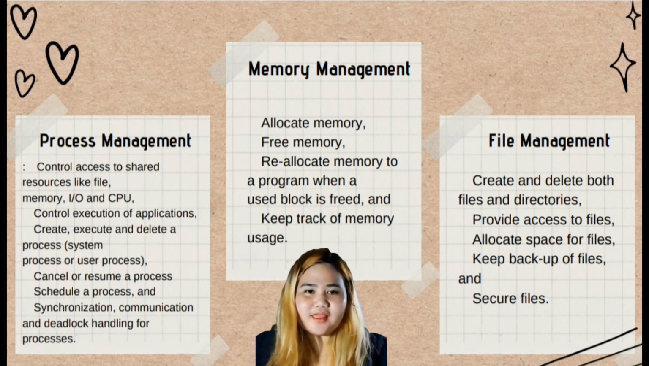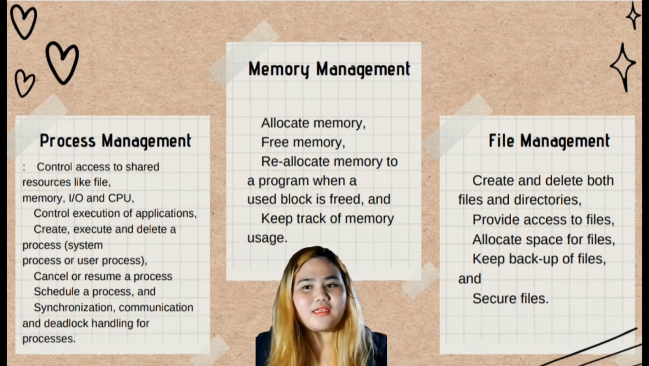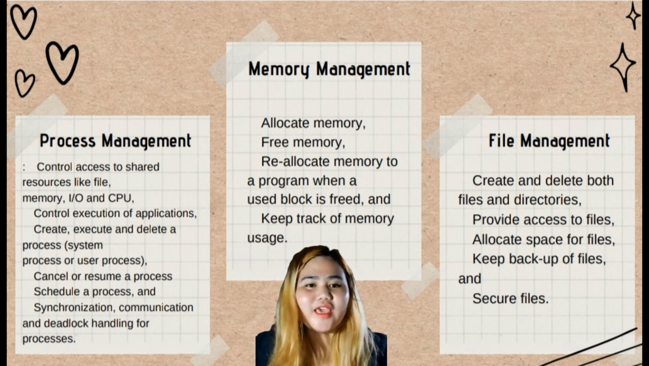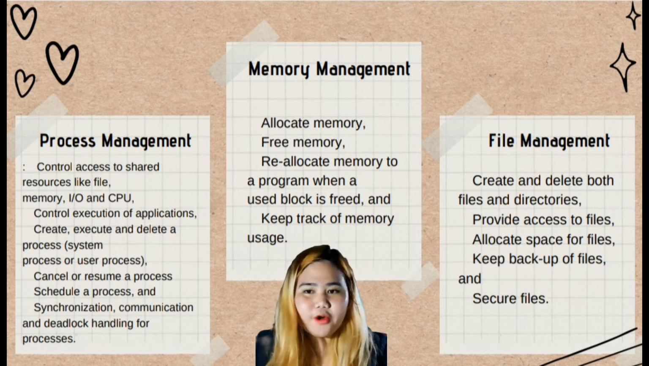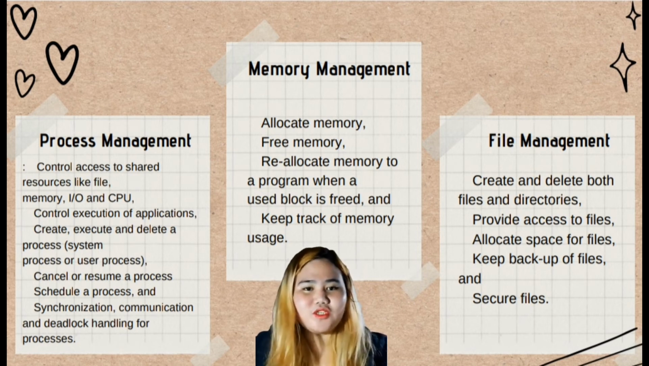Memory management. The activities of memory management handled by the OS are: the first one is allocate memory. The second one is free memory. The third one is reallocate memory to a program when a user blocks a feed. And the last is keep track of memory usage.